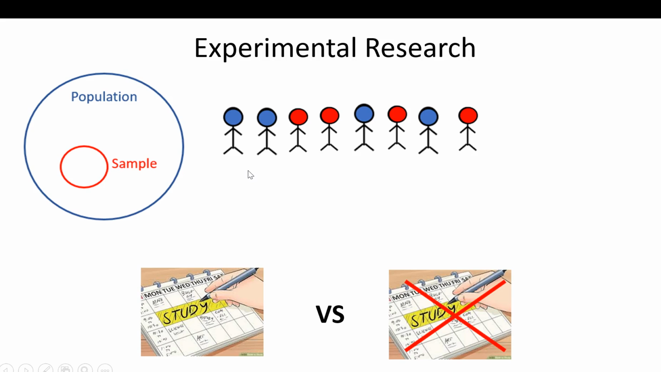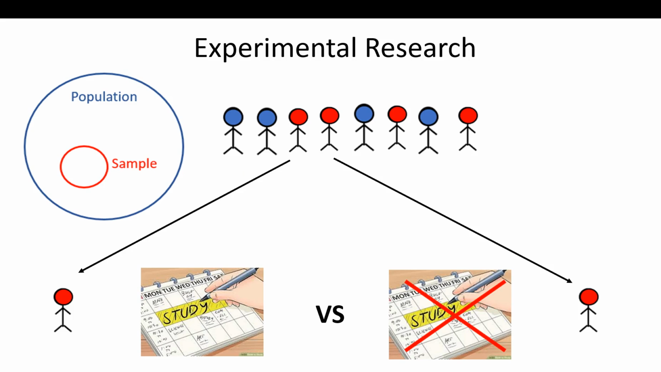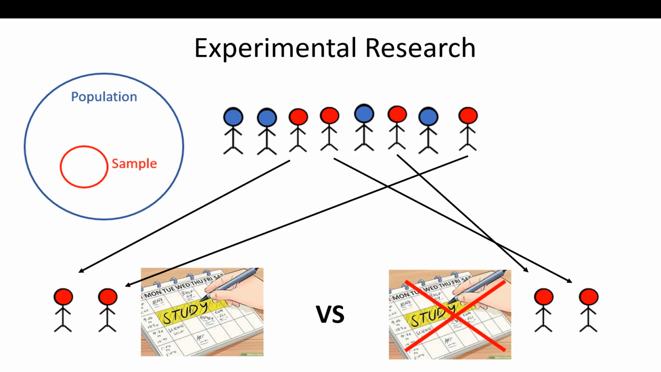And then we want to randomly assign participants to each group. So say this person will go to those who study, the next person will go to those who don't study, and so on and so forth.